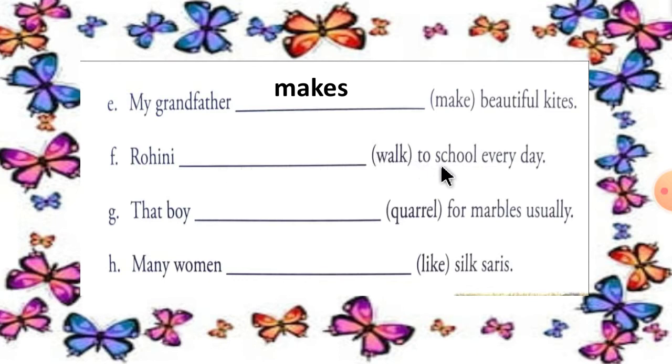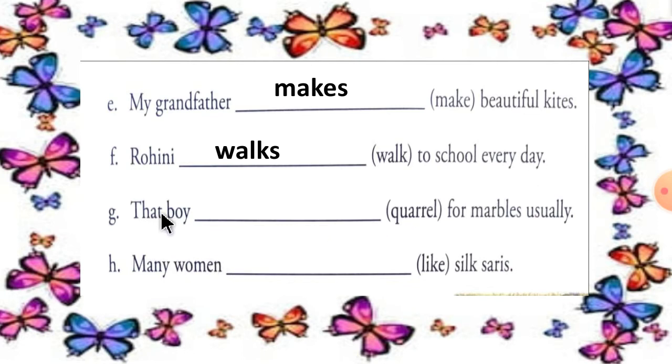Rohini dash to school every day. Walk. So the answer is walks. Rohini walks to school every day.